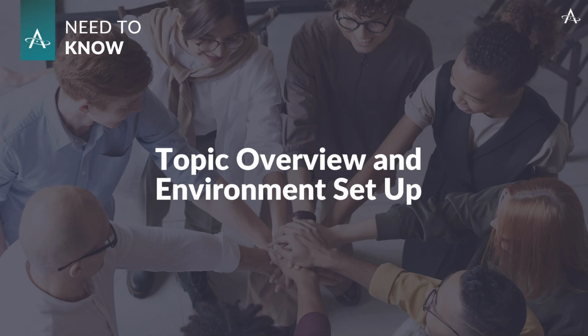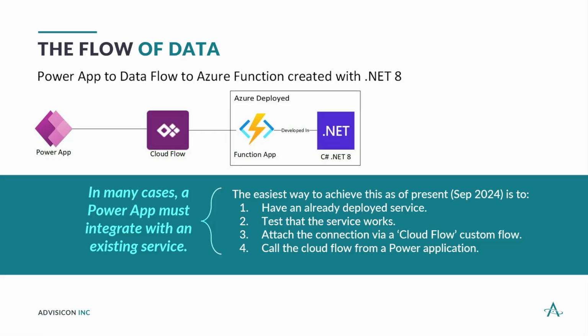The flow of data we're going to discuss is between a Power App to a data flow in an Azure function that's created with .NET 8. So in many cases, you're going to have a Power application, and you might have historically a .NET application written in an API that you want to talk to. We're going to discuss a little bit of how you would go about connecting those.